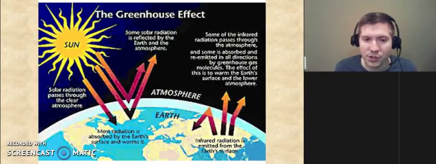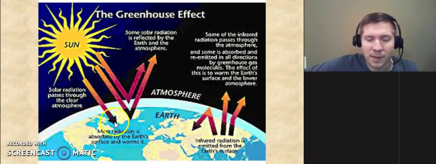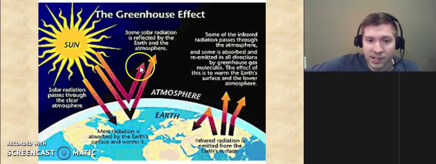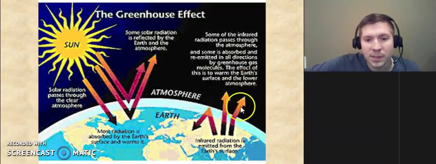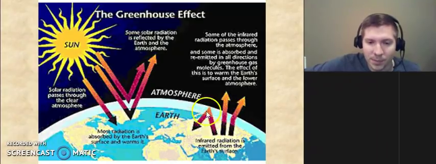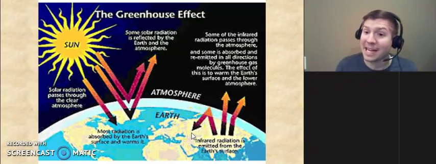If you look at this image, you can see this happening, right? Sun's light comes through the atmosphere and some of it warms the planet. Some of it comes in, bounces off the planet, and escapes. However, some of it bounces off the planet, comes back to the atmosphere, and the atmosphere reflects it back down.